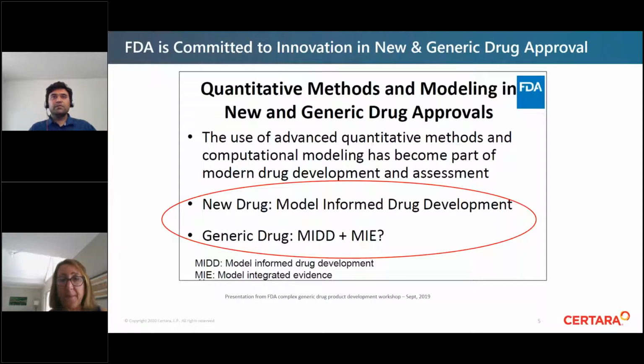For new drugs, it's MIDD, sometimes MID3, where the third D is discovery: model-informed drug development and discovery. Whereas for a generic drug, it's more around model integrated evidence. And you can see some slides here that were used by FDA in describing the differences.